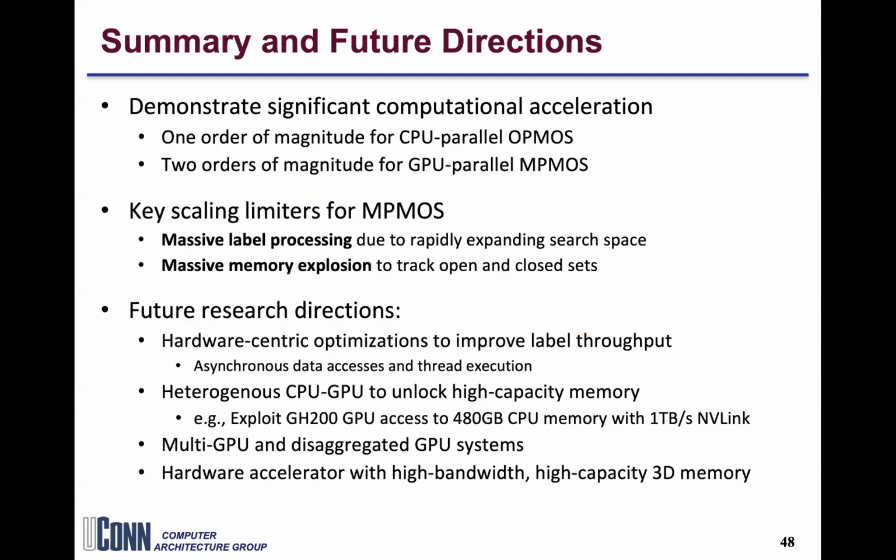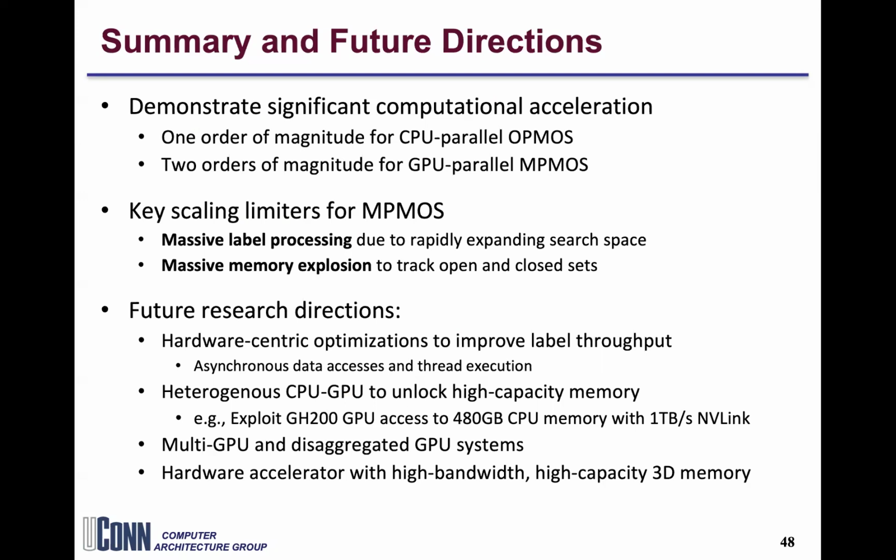So what we have demonstrated is that there's significant computational acceleration we can achieve on the CPU and on the GPU. There are key limiters. There's massive label processing. There's massive memory explosion because of the way we process the labels. So there are some future directions. We're looking at some hardware-centric optimizations like asynchronous data accesses that we talked about earlier. There's also a very tractable thing that we're doing where we want to take advantage of both the CPU and GPU.